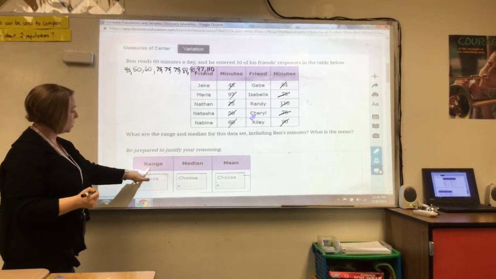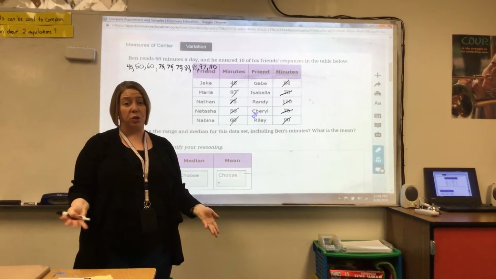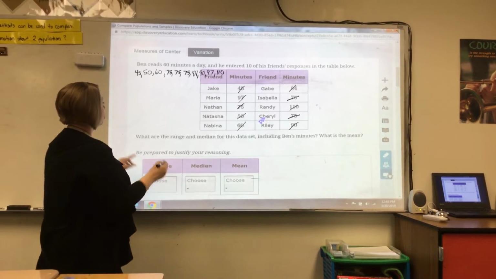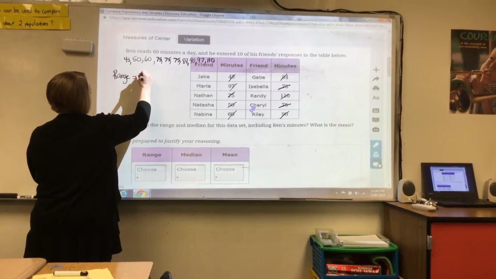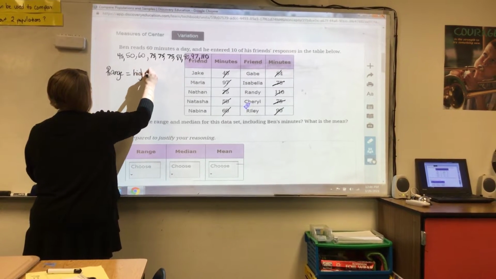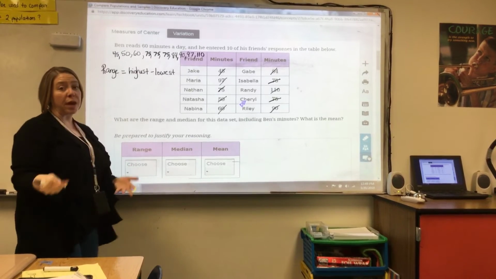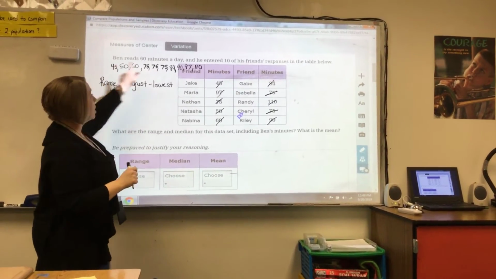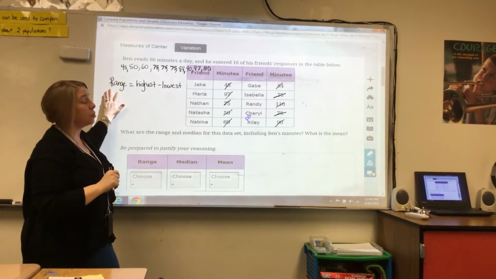So now, it wants us to find the range, the median, and the mean. I'm going to remind you how to do this. When you're looking for range, all you do is take the highest minus the lowest. I'm not going to do that for you. You can pause the video now, take your highest number minus the lowest, and fill that in for range.